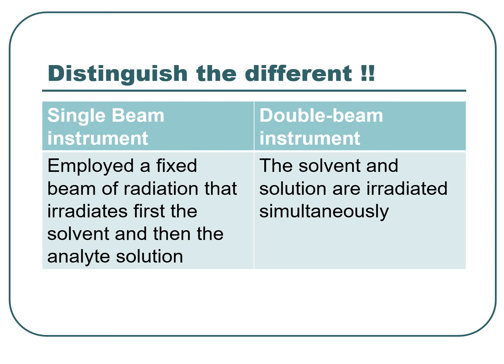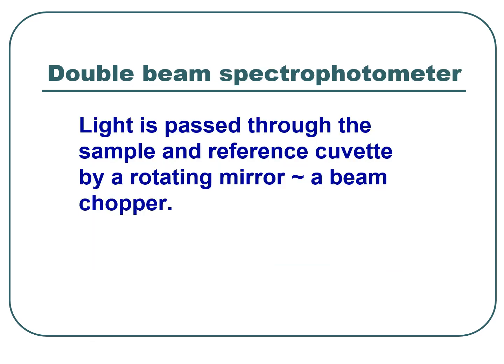How do we differentiate between the single beam and double beam instruments? The single beam instrument employs a fixed beam of radiation that irradiates first the solvent and then the analyte solution, while in the double beam instrument, the solvent and the solution are irradiated simultaneously. In the double beam spectrophotometer, the light is passed through the sample and reference cuvette by a rotating mirror, which we call the beam chopper.